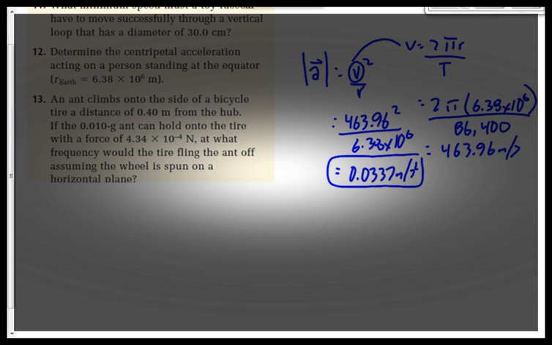All right, guys, finally, number 13 says an ant climbs onto the side of a bicycle tire at a distance of 0.4 meters from the hub. A 0.01 gram ant, I don't like grams, I want to convert that to kilograms, can hold onto the tire with that force. What frequency would the tire fling the ant off, assuming the wheel is spun in a horizontal plane?